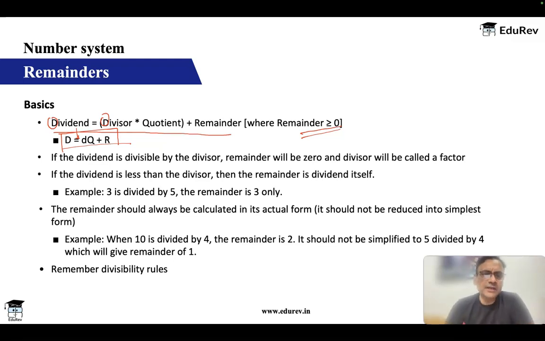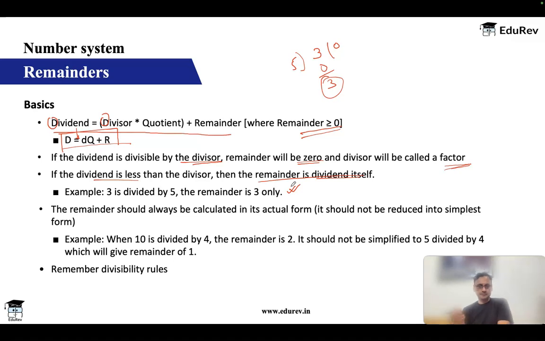Okay. If the dividend is fully divisible by the divisor, then the remainder will be 0. And then in that case, the divisor is also called a factor. Okay, so we had done factors and all concepts related to factors in the third class. If the dividend is less than the divisor, let's say I have 3 getting divided by 5. So obviously in this case, no division will happen. Your quotient will be 0. Okay. And whole of 3 will become your remainder. Okay. So in case the dividend is less than the divisor, then the remainder is the dividend itself. For example, same example, 3 divided by 5, 3 is the remainder.